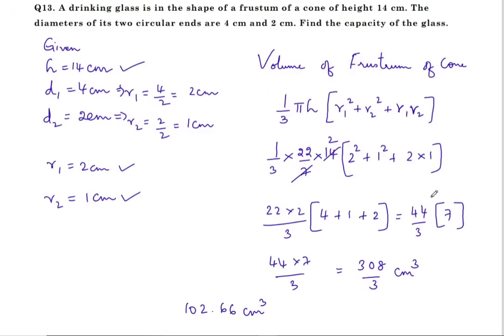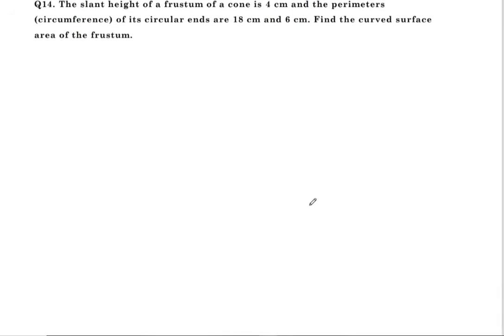Surface areas and volumes, the chapter may look difficult, but once you learn the formulas and understand CSA, TSA and volume, definitely you can score full marks in surface areas and volumes. Now we'll solve one more question on frustum of cone.